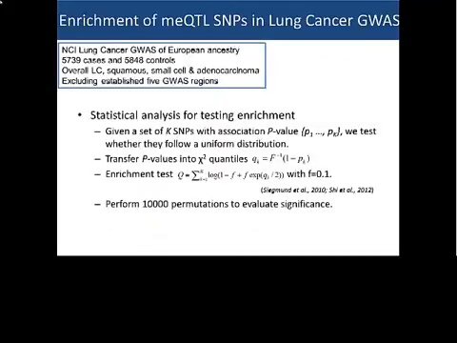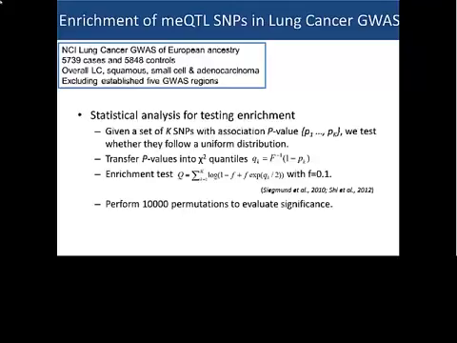So we developed a testing procedure for testing the enrichment using the whole NCI lung cancer GWAS data of European ancestry, which included about 6,000 cases and 6,000 controls with three subtypes: squamous cell carcinoma, small cell, and adenocarcinoma. And we have excluded the five GWAS regions, with the focus on unknown regions.